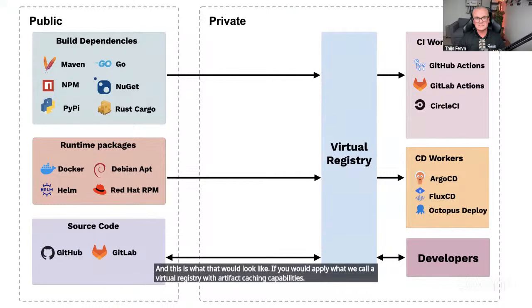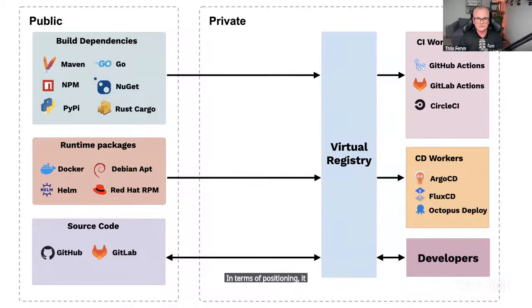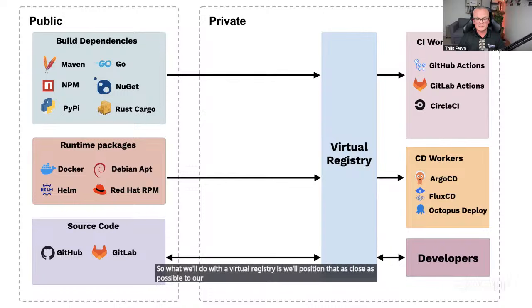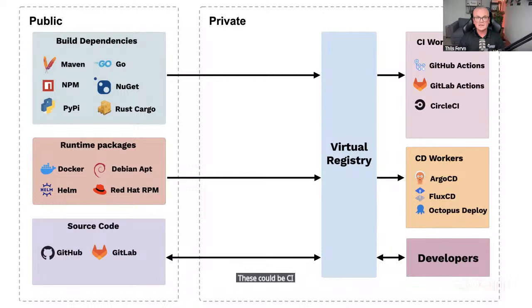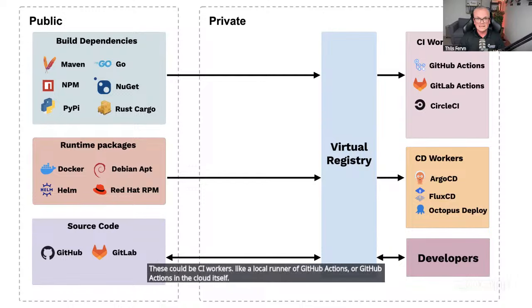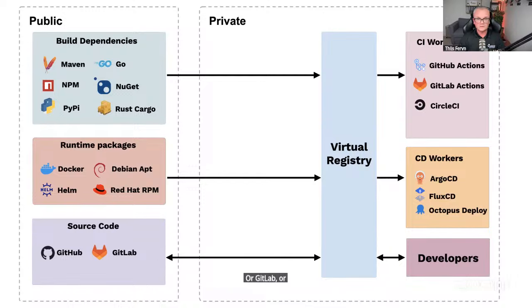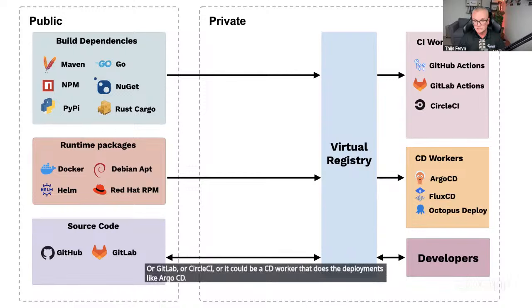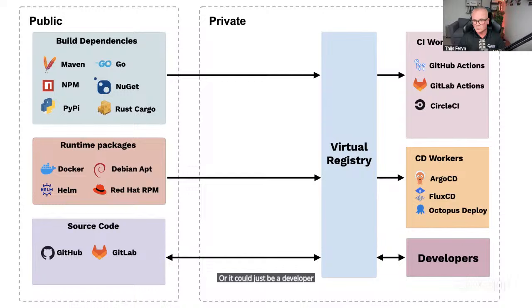In terms of positioning, it is much closer to the consumer than to the producer of those artifacts. So what we'll do with a virtual registry is position it as close as possible to our clients. These could be CI workers, like a local runner of GitHub Actions, or GitHub Actions in the cloud itself, or GitLab, or CircleCI, or it could be a CD worker that does the deployments like Argo CD, or it could just be a developer sitting at home or in the office pulling in those registries.